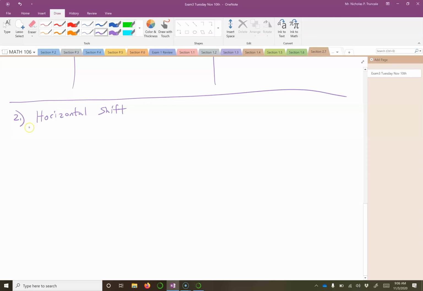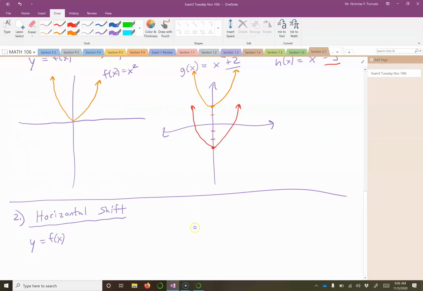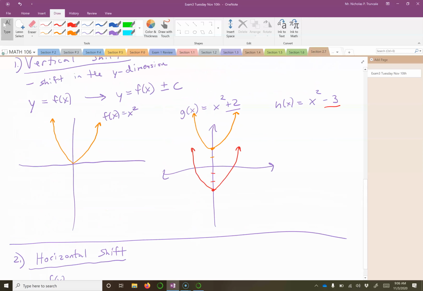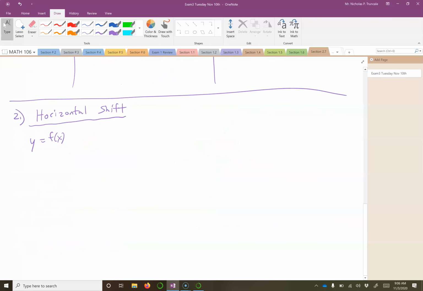Okay? The horizontal shift. All right, so if you had some function, let's say y equals f of x. So this f of x could be, again, a parabola, cubic, square root, whatever. Here's what it would look like. So for the vertical shift, it was the function and then plus or minus a number. Now, for the horizontal shift, it would have to be something like this. It would be the function, but instead of having x, you'd have x plus or minus c. So I'll show you what that looks like.